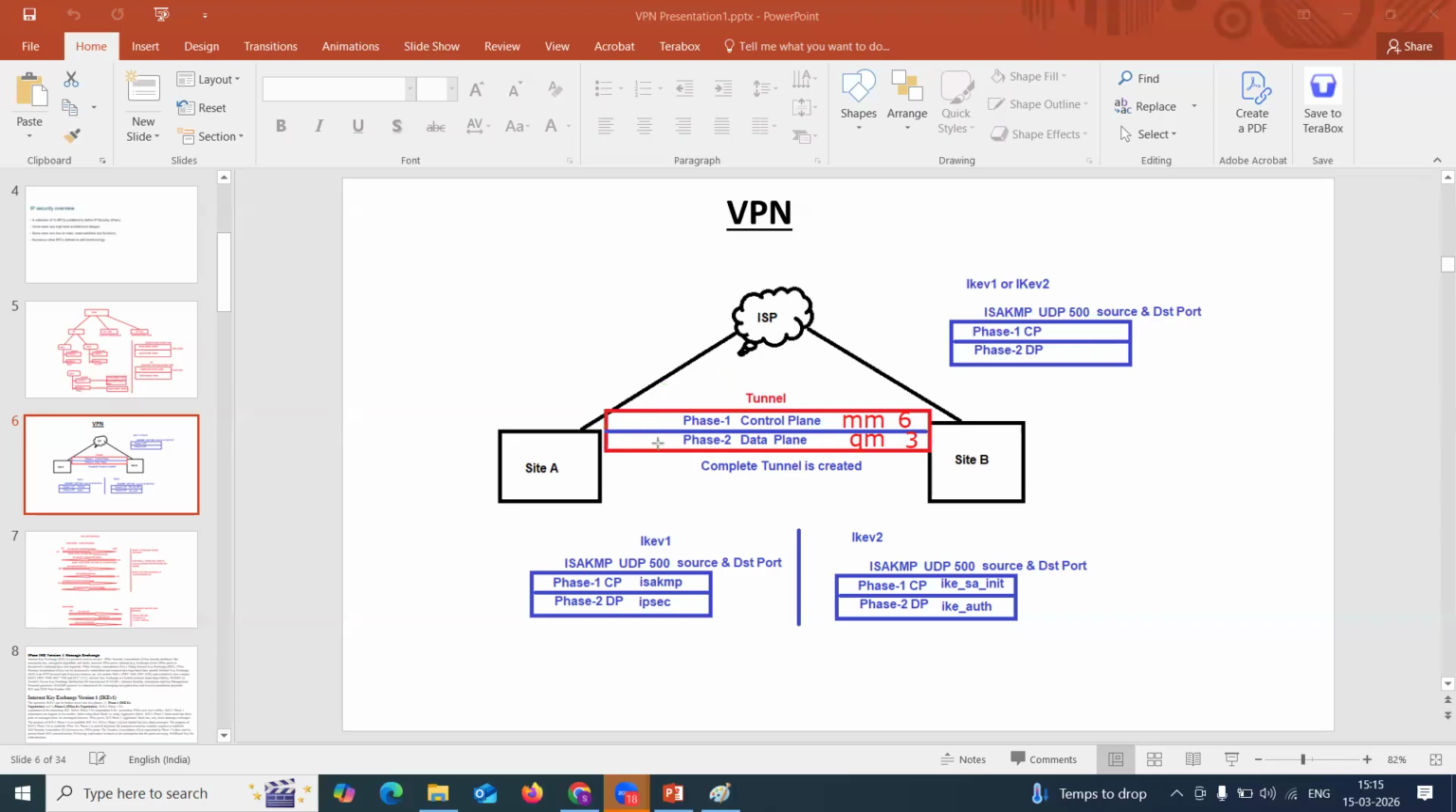While troubleshooting in real time, check: is phase one getting established? If phase one itself is not getting established, then don't go for phase two. There is no meaning in phase two then. If phase one is established and phase two is not getting established, then there is a problem with phase two. But if phase one itself is not getting established and you're troubleshooting phase two, it's a wrong method.